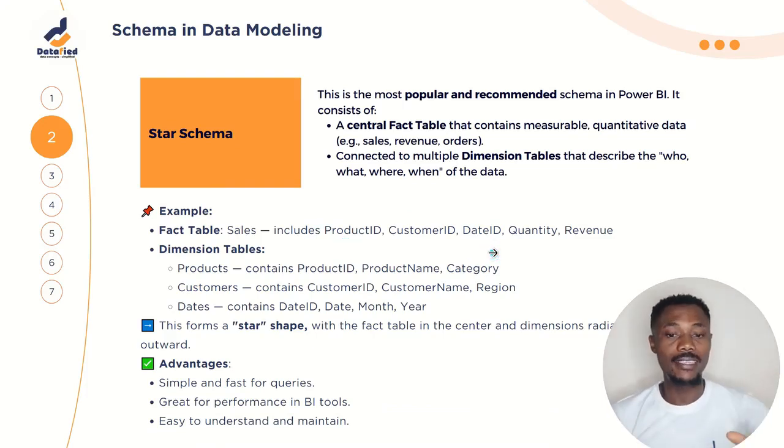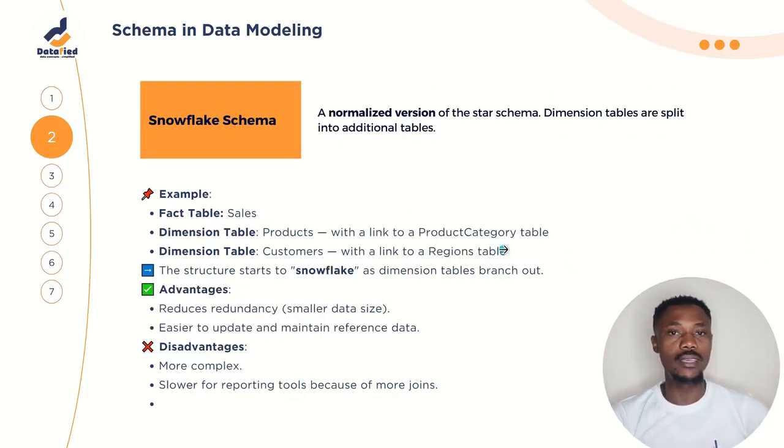Now that is star schema, and I believe you've seen star schema. The next type of schema is the Snowflake schema. This is where you have a normalized version of the star schema. The dimension tables are split into additional tables. For example, the sales table remains the same. Then we have the dimension products table, which is going to be split into products and products category tables, so that the product will be linked to the products category table, and this product category table can be linked to the sales table. The dimension customers would be linked with the regions table.